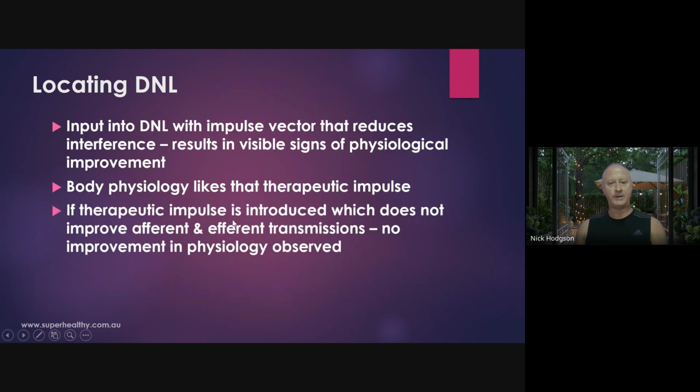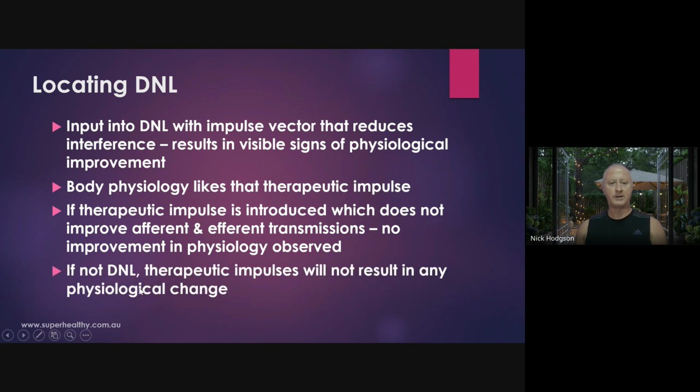If the therapeutic impulse is introduced which does not improve afferent and efferent transmissions, then you're not going to see an improvement in physiology as a result of that impulse. Similarly, if you're not touching the right layer, the right level, then therapeutic impulses will not result in any physiological change.